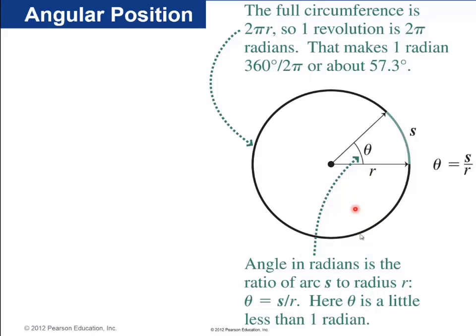The angle can be specified in radians, so that it's 2 pi radians to go in a full circle. In that case, we have a nice equation to give theta in terms of s, the distance traveled, divided by r, the radius of the circle. So it's good to use radians. And keep in mind that 1 radian is 360 degrees divided by 2 pi, or about 57.3 degrees. This is about a radian right there.